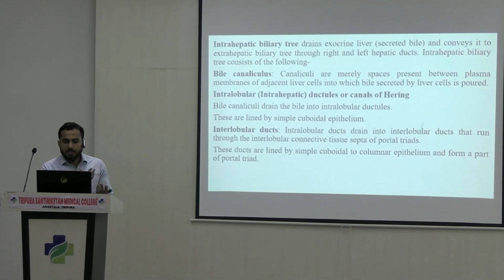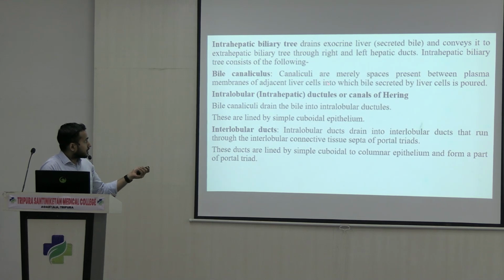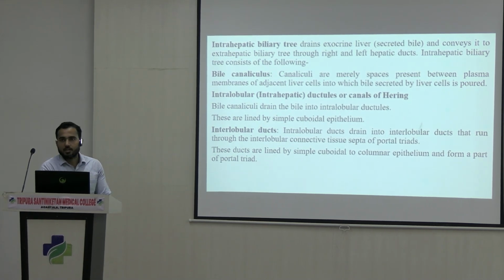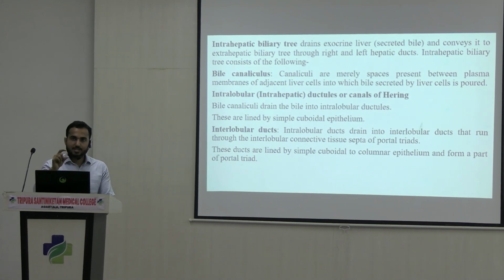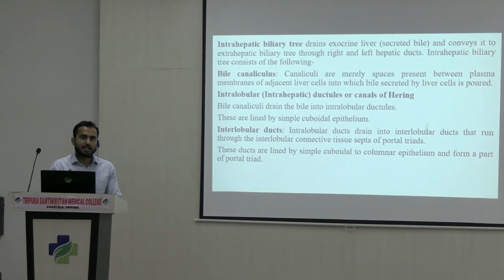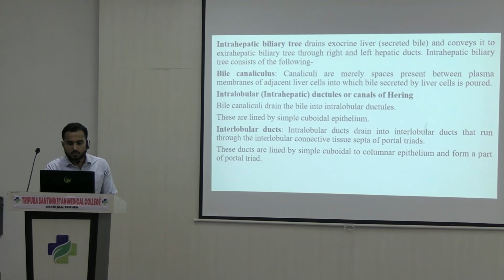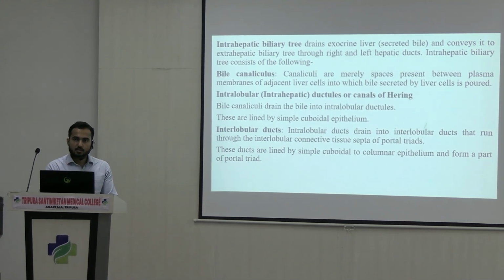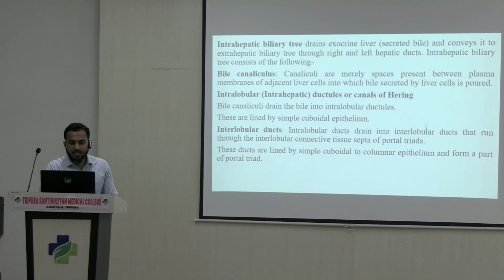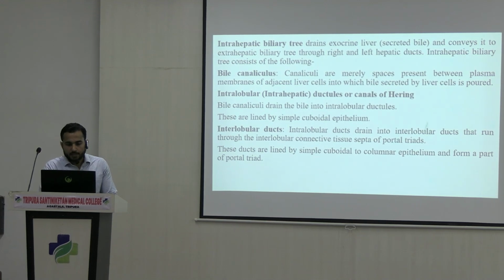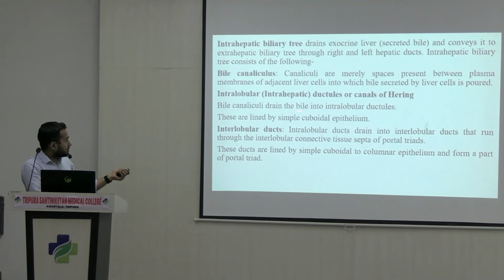So what the liver does, the liver will secrete and pour the bile directly into the bile canaliculus. So the bile that comes out from the hepatocytes is directly poured into the bile canaliculus. Now after the bile canaliculus, what will we be getting? We will be getting the intralobular ductules, also called the canal of Herring. The bile canaliculi will drain the bile into the intralobular ductule.